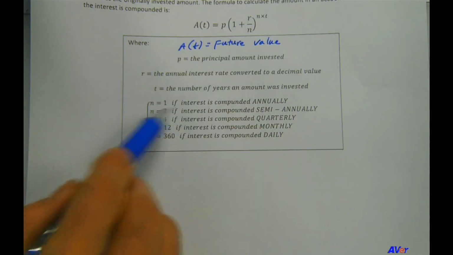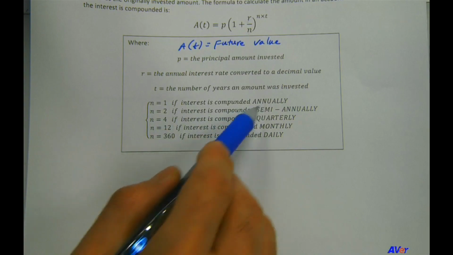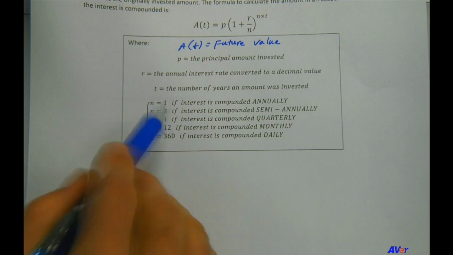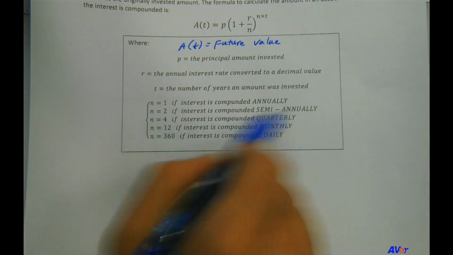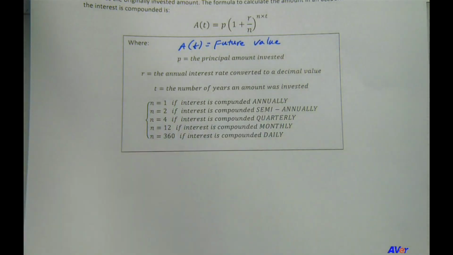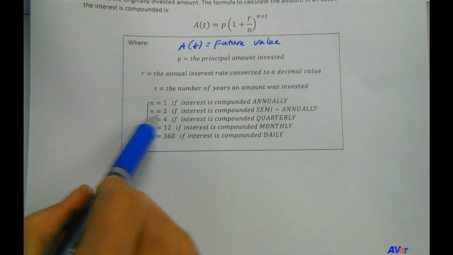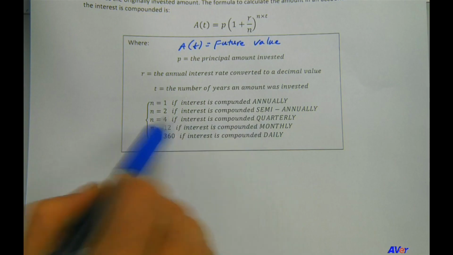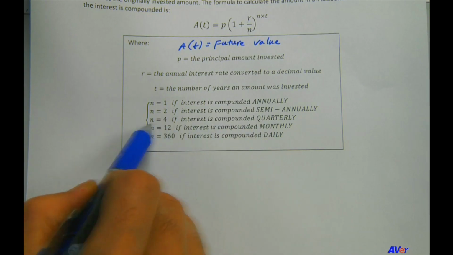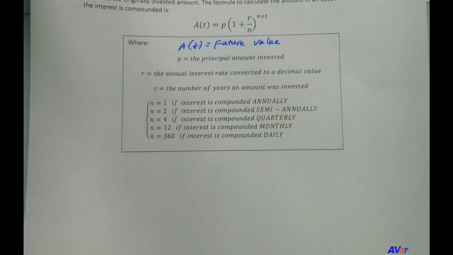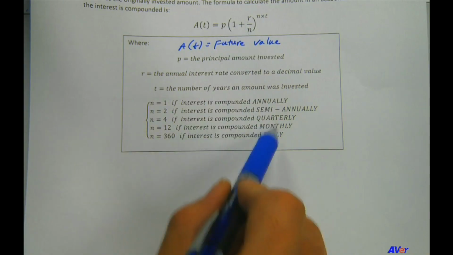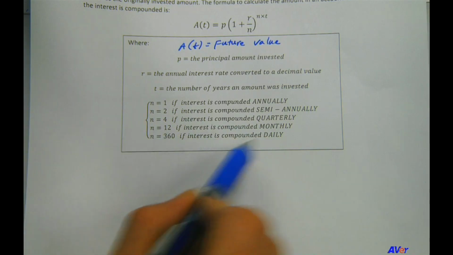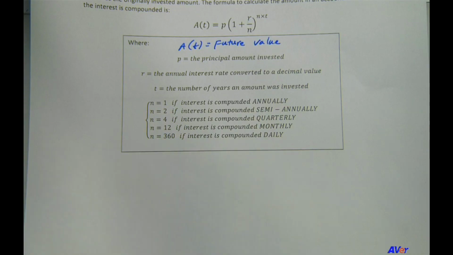So if interest is compounded annually, that means once a year, then N equals 1. If interest is compounded semi-annually, that means twice a year, every 6 months, then N equals 2. If interest is compounded quarterly, that means every 3 months, right? So N equals 4 in that formula. If interest is compounded monthly, that's 12 times per year, so N equals 12. If interest is compounded daily, N is equal to 360.